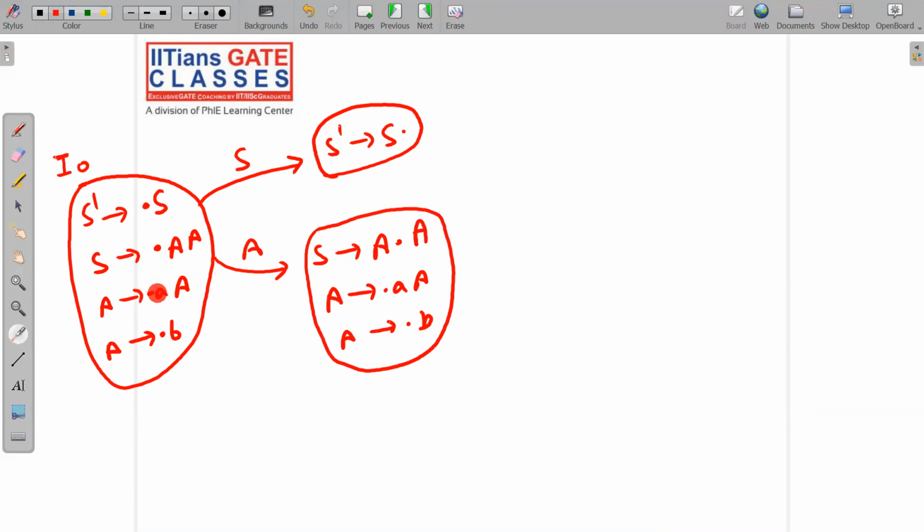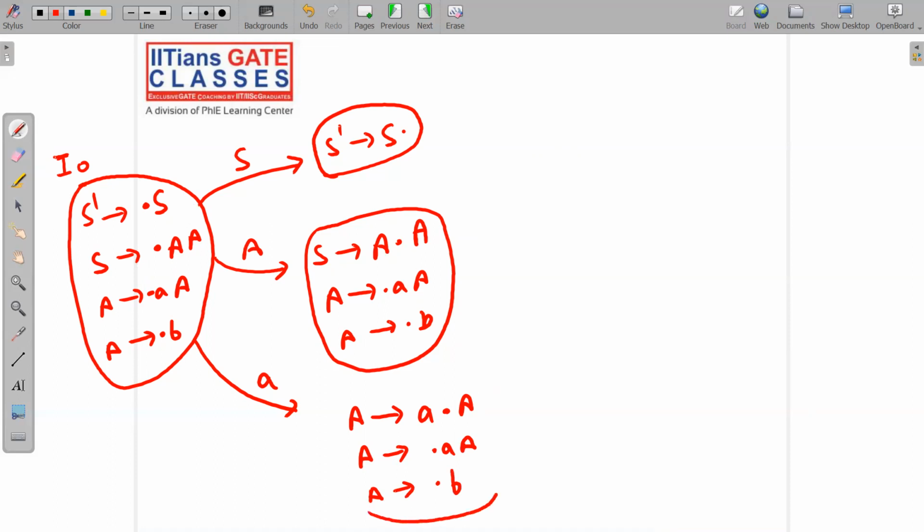Next, small a: we can read this small a. When I read small a, where will I go? A implies a dot A, because the dot shifts one position to the right. Since the dot is present in the beginning of A, I will add all the A productions with dot in the beginning: A implies dot AA, A implies dot B. Now it is the canonical collection. Now B, we have to read B. So where will I go? A implies B dot.